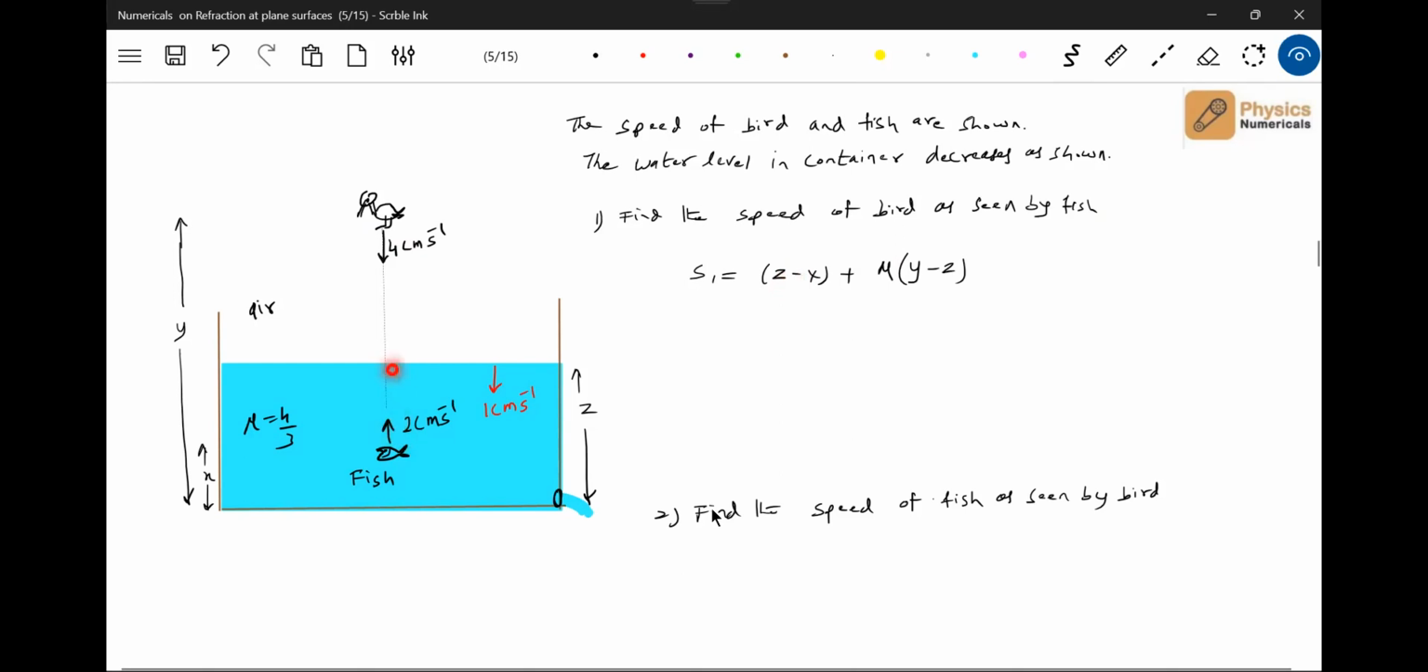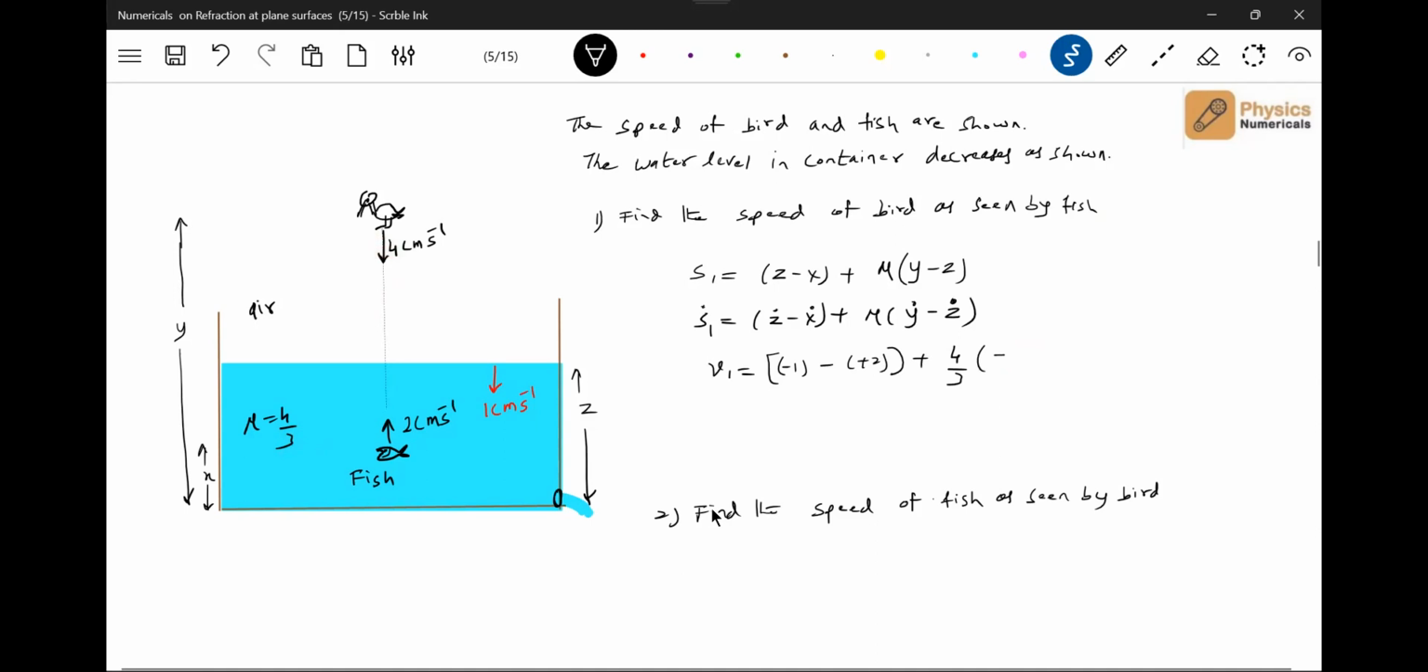The fish is at a distance z minus x from the boundary. What is the actual height of the bird? Y minus z. Apparent height, mu times of y minus z. This will differentiate. Z dot will be minus 1. X, this will be plus 2. Refractive index of water, this is 4 by 3. Y dot, dy by dt will be negative. This will be minus 1. See, as the bird approaches, the y will decrease. Now, all the distances are measured with respect to bottom of container. I am taking this as reference.